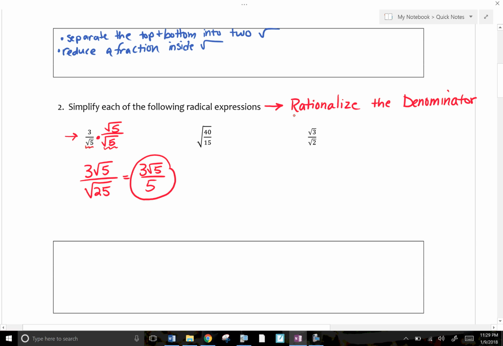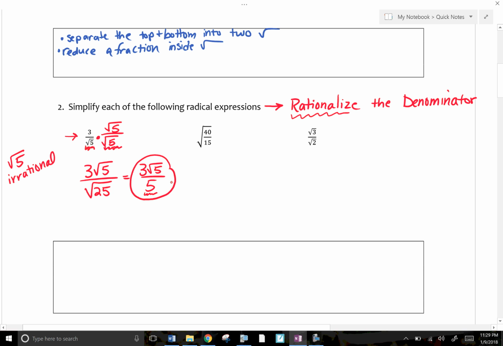The reason that's called rationalizing the denominator is, if you can remember this vocab word, root 5 is an irrational number. It's a big, ugly decimal. But when I multiply root 5 times itself, I get regular 5, which is a rational number. So I have rationalized the denominator. Good, yay, good for me.